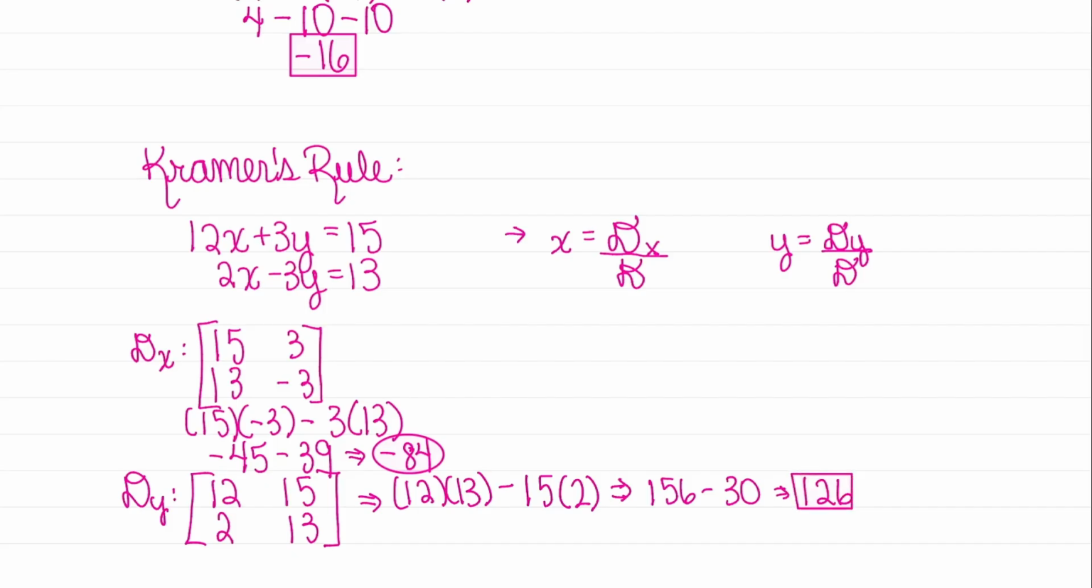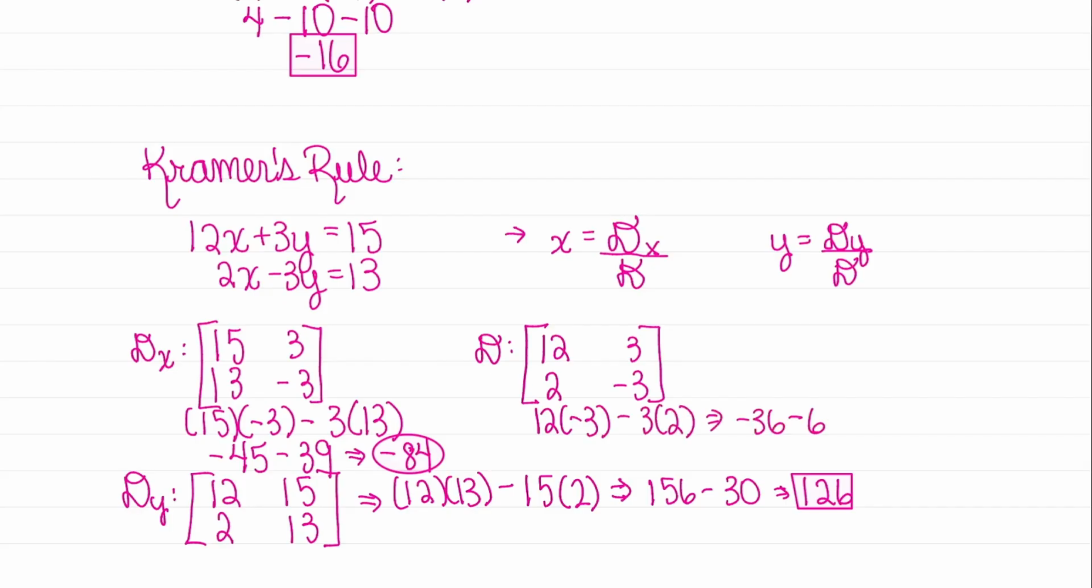Now let's find just d. So we're going to have the regular determinant of the non-augmented matrix is just this one right here. So that's going to be 12, 2, 3, and -3. So we're going to have -36. Actually, let me write that out so that it doesn't confuse you. Minus 3 times 2, which is -36 minus 6, or -42.